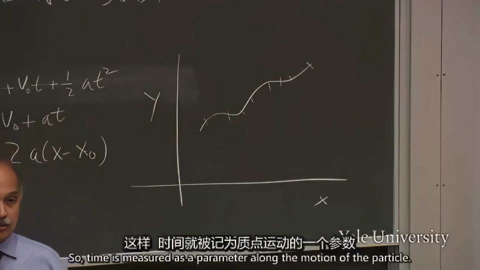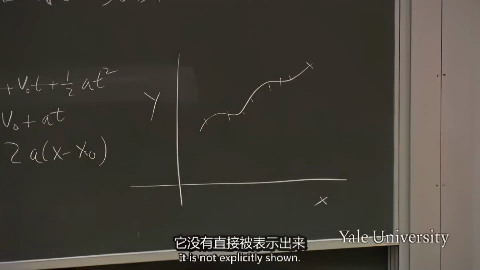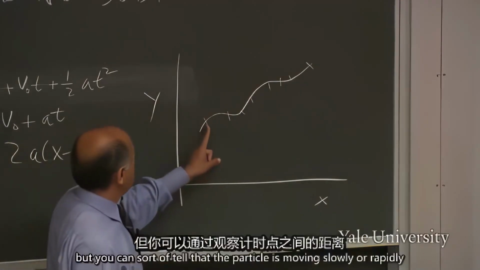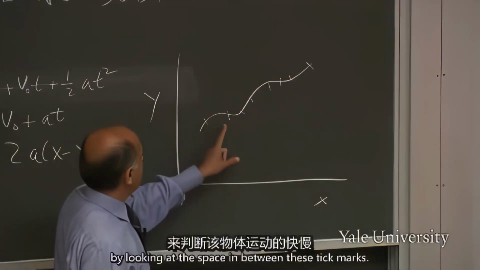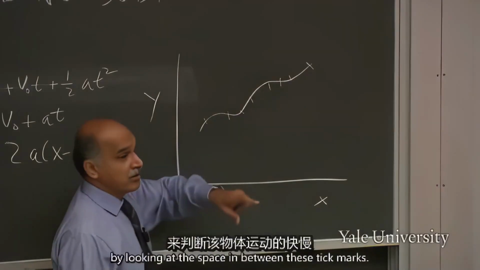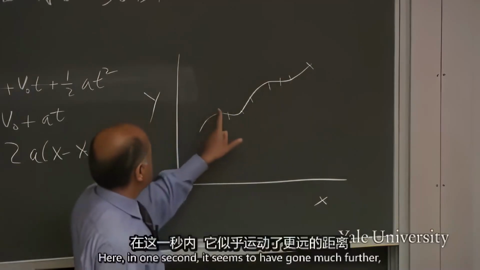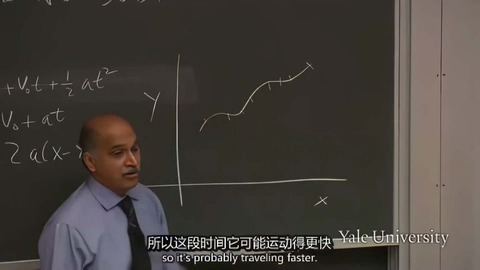So time is measured as a parameter along the motion of the particle. It is not explicitly shown. But you can sort of tell the particle is moving slowly or rapidly by looking at the spacing between these tick marks. For example, here in 1 second it went from here to here. Here in 1 second it seems to have gone much further, so probably it's traveling faster.